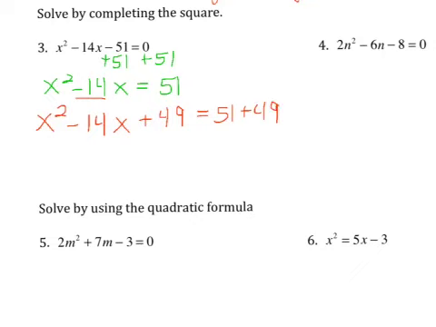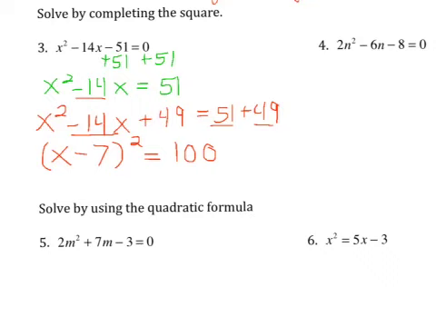Now we want to take x squared minus 14x plus 49 and we want to factor it. But remember, when we complete the square, it's going to factor into a quantity squared. So we do x, and then we take our middle term and we divide it by 2 again. And since it's a negative 14, we're going to have x minus 7 squared. And then we add 51 and 49 together for 100.